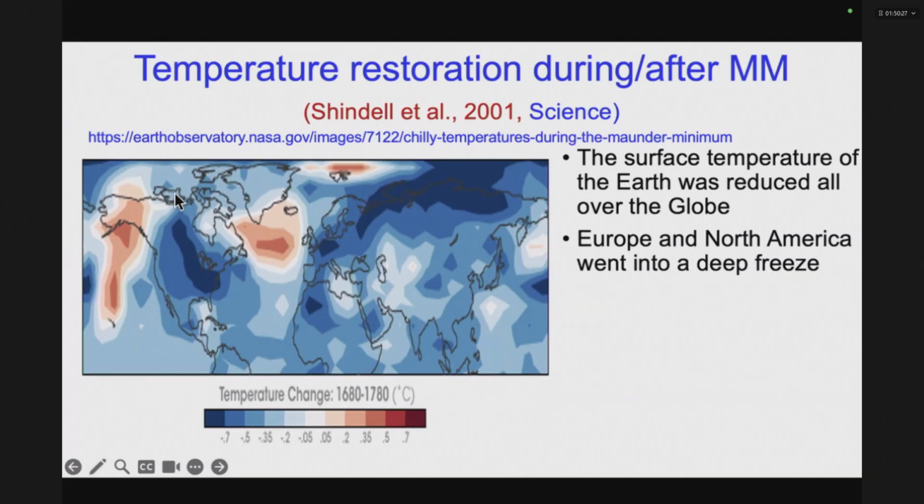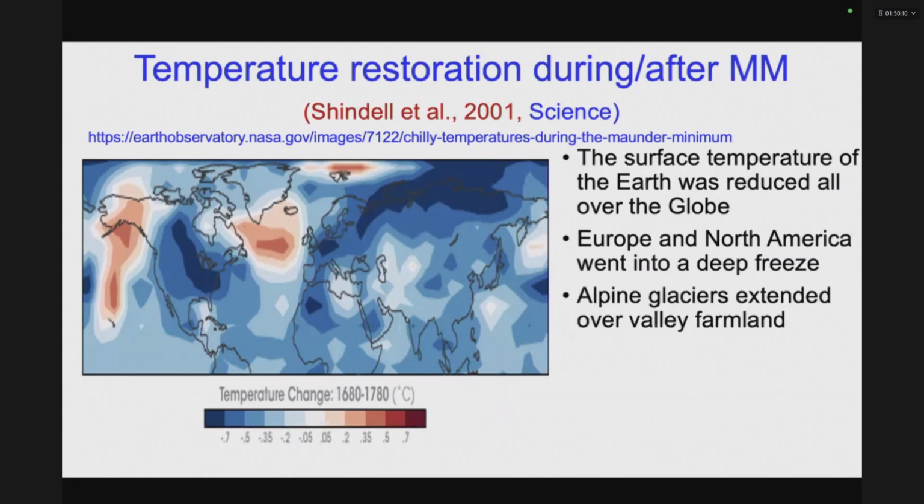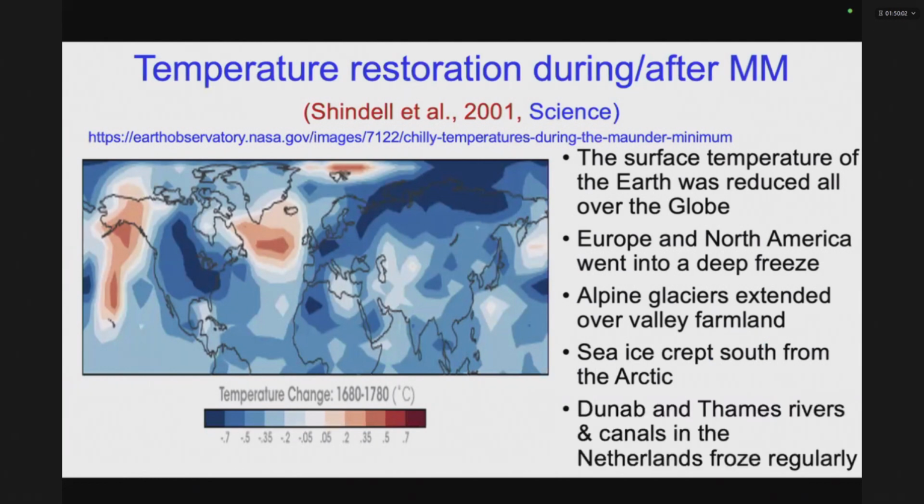But mostly you see during the minimum a strong reduction of temperature in the northern hemisphere, from Canada to Northern America, in all Europe and Russia and Siberia. So Europe and Northern America went into the deep freeze during the minima. Alpine glaciers extended over valley farmland. Sea ice crept south from the Arctic, and the Danube and Thames rivers and canals in the Netherlands froze regularly.